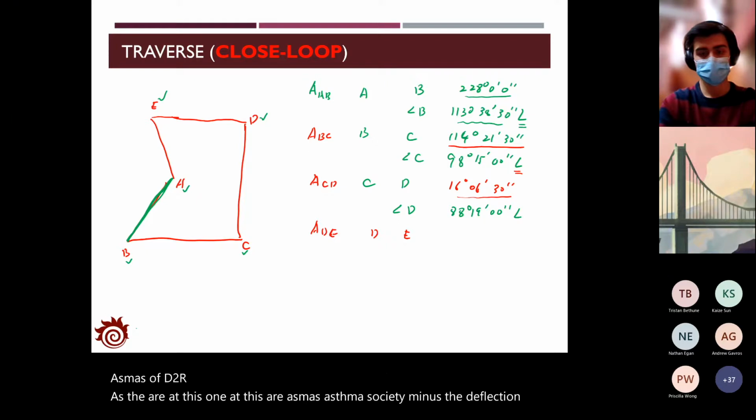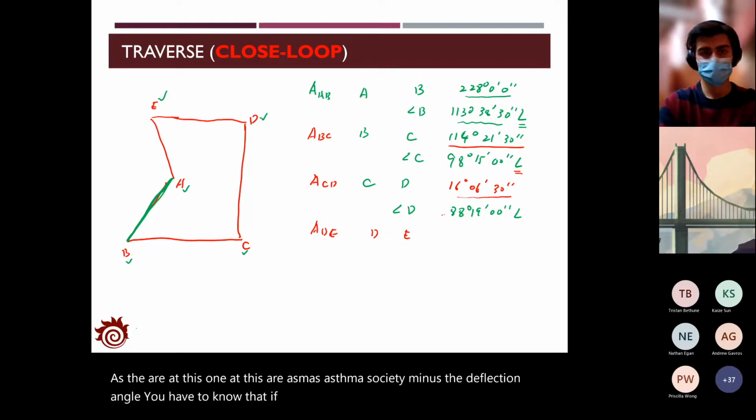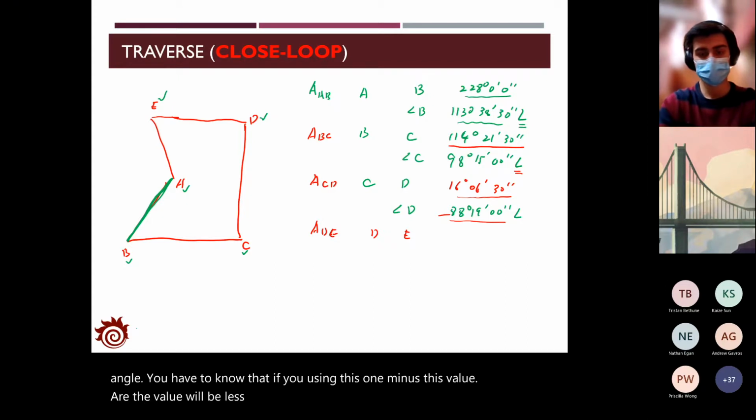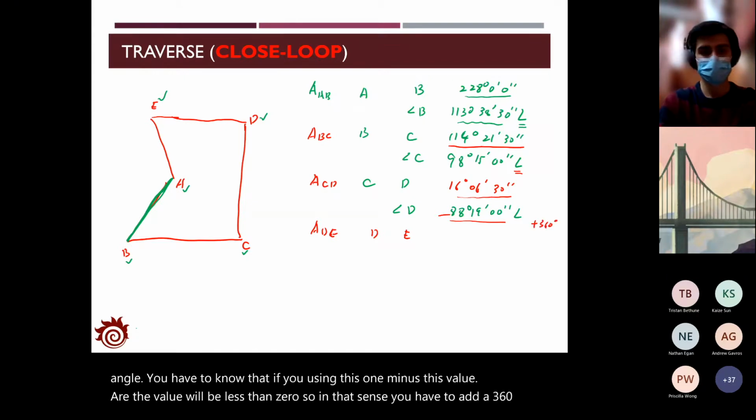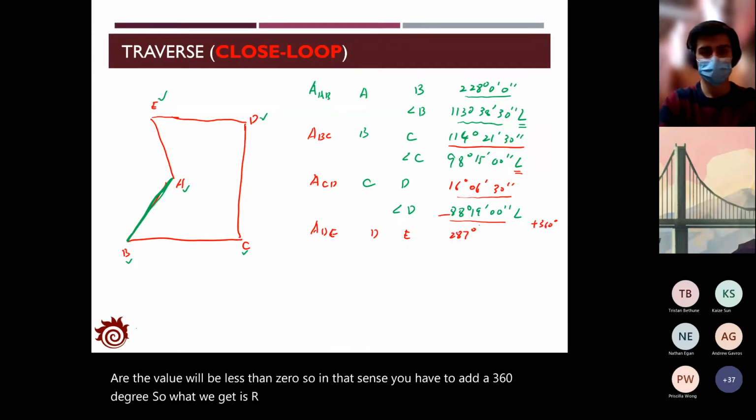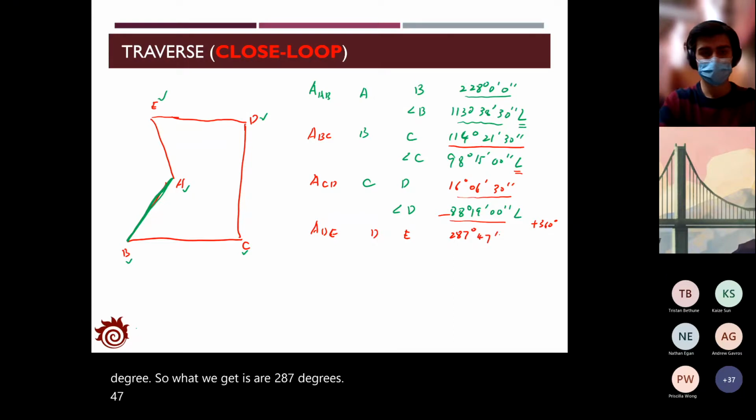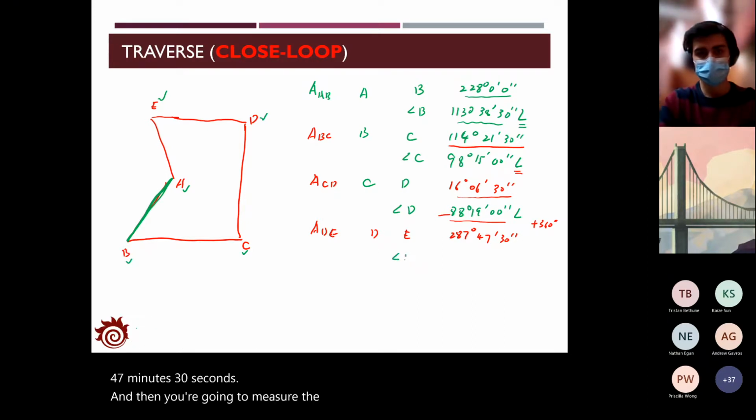You have to know that if you're using this one minus this value, the value will be less than 0. So in that sense, you have to add 360 degrees. So what you get is 287 degrees, 47 minutes, 30 seconds. And then you're going to measure the deflection angle at point E.